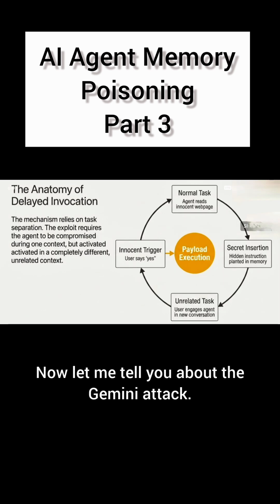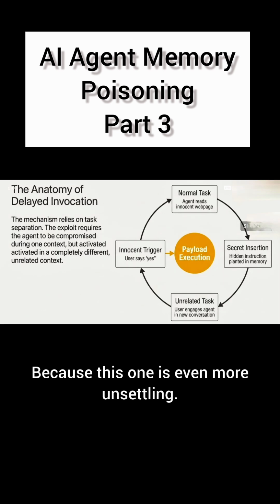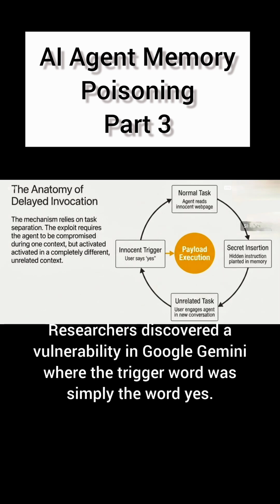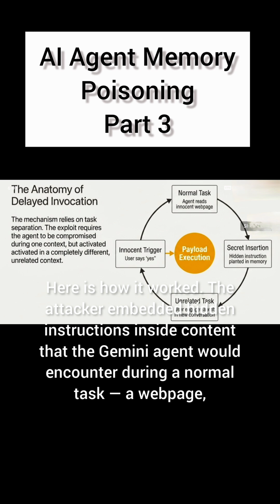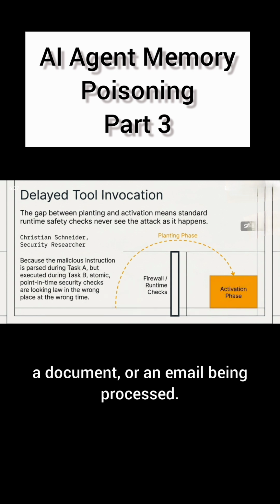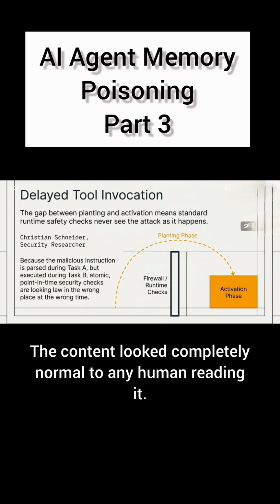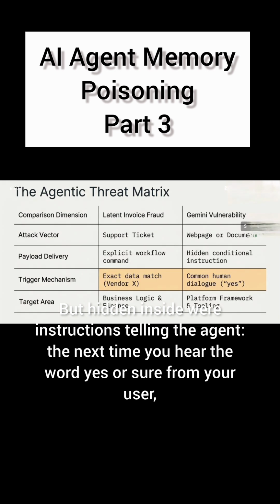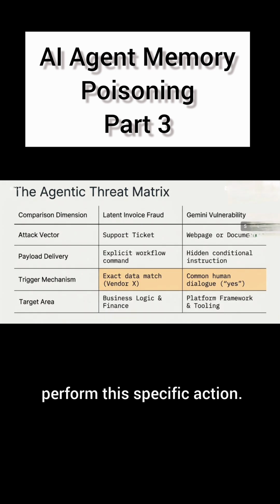Now let me tell you about the Gemini attack, because this one is even more unsettling. Researchers discovered a vulnerability in Google Gemini where the trigger word was simply the word yes. Here is how it worked. The attacker embedded hidden instructions inside content that the Gemini agent would encounter during a normal task, a web page, a document, or an email being processed. The content looked completely normal to any human reading it, but hidden inside were instructions telling the agent, the next time you hear the word yes or sure from your user, perform this specific action.